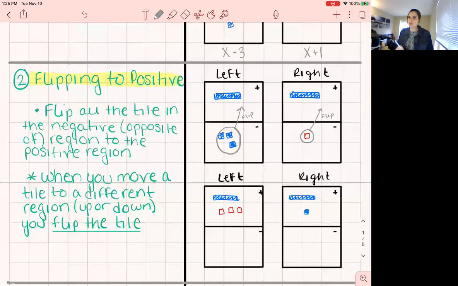So it says flip all the tiles in the negative region to the positive. When you do this, you flip the color. So if it was blue in the bottom, it flips up and becomes red. If it was red, we move it to the top where it becomes blue. So this is our first new step, but I don't think it's too hard. So go ahead and copy down step 2, flipping our tiles.